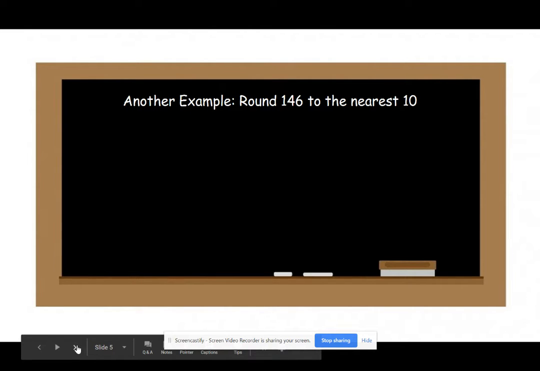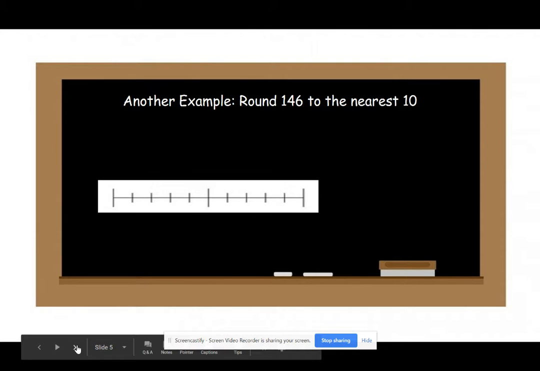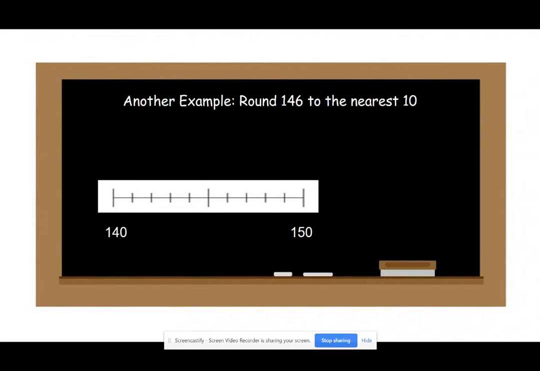Let's do another example. Then it's your turn to try it on your own. Round 146 to the nearest 10. Again, let's use a number line to model our thinking. Now, what two tens does 146 fall between? 146 falls between 140 and 150. Now we can place our number 146 on the number line. By looking at our number line, we know that 146 is closer to 150. So 146 rounded to the nearest 10 is 150.